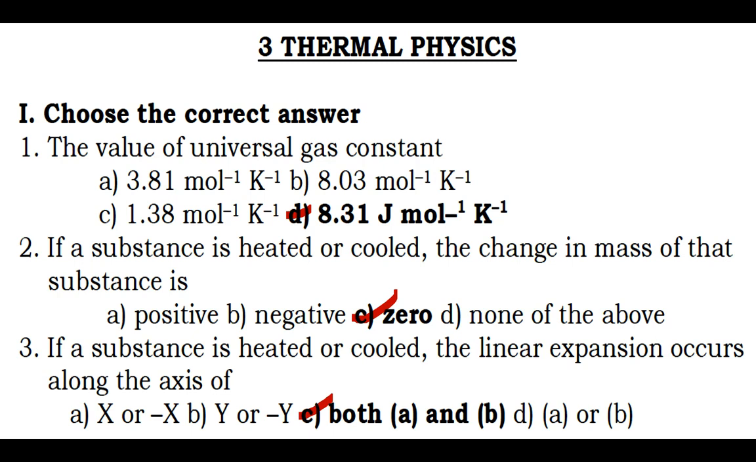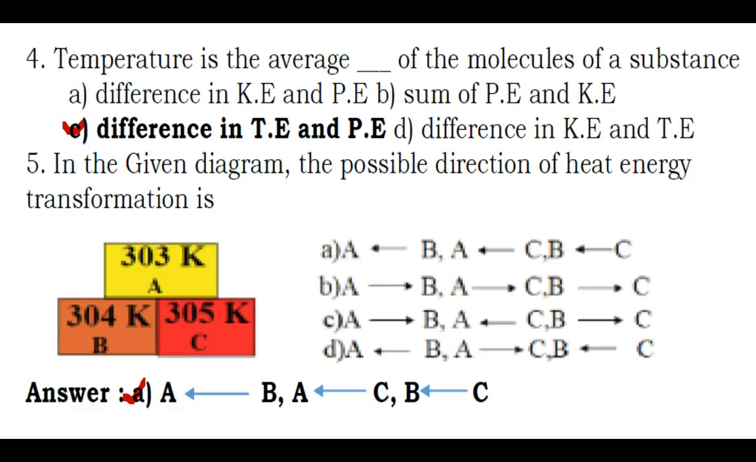Question number 3. If a substance is heated or cooled, the linear expansion occurs along the axis of option C, that is both A and B, that is X or minus X, Y or minus Y. Question number 4. Temperature is the average dash of the molecules of a substance. Option C, that is difference in total energy and potential energy. In the given diagram, the possible direction of heat energy transformation is option A, that is B to A, C to A and C to B.